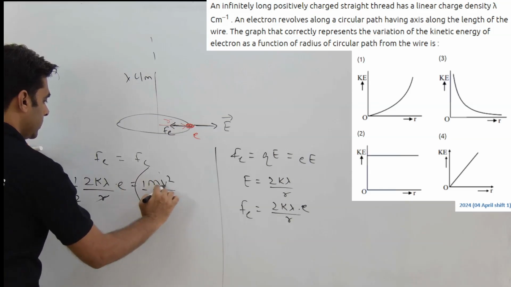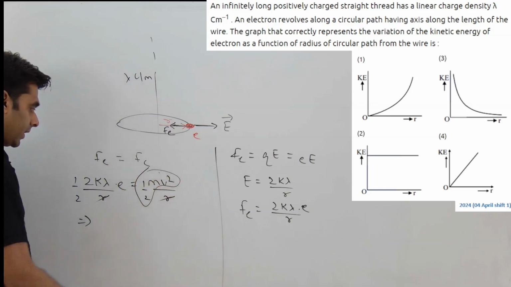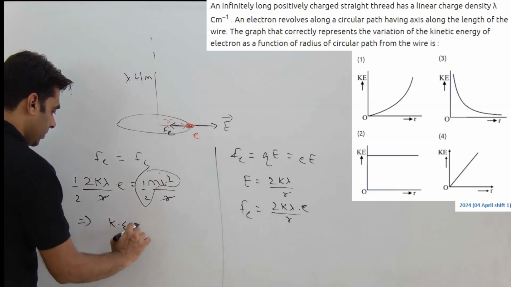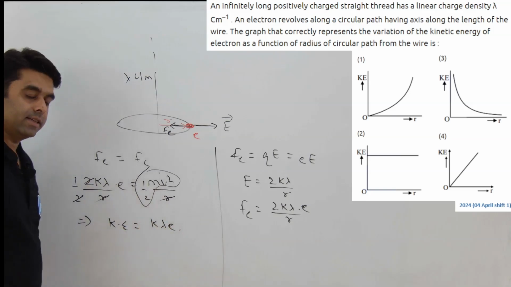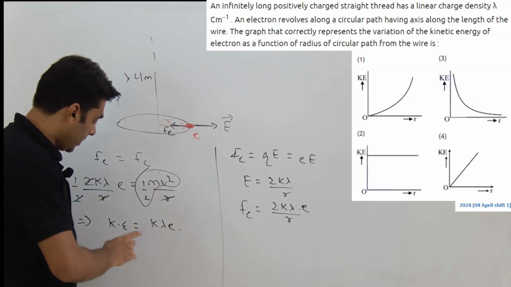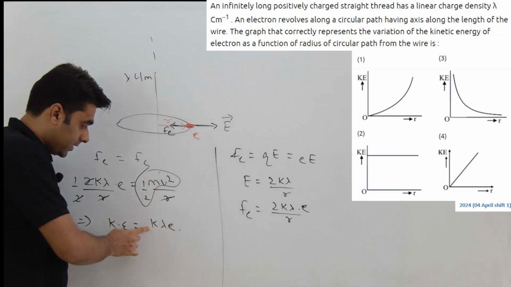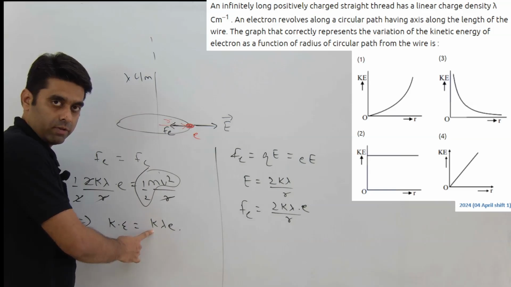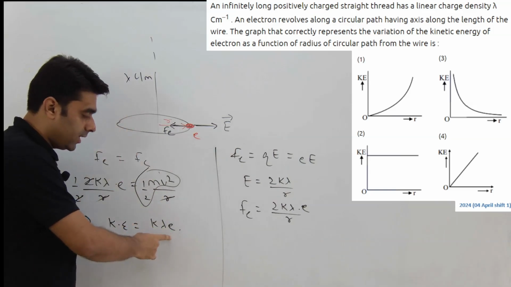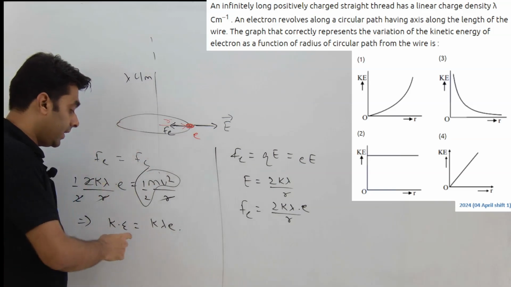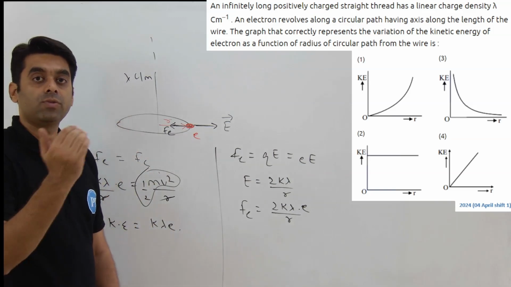This term is our kinetic energy. So kinetic energy comes out to be K lambda e. If you notice carefully, K is our Coulomb's constant, 1 by 4 pi epsilon naught, which is constant. Lambda, charge density, constant. e, the charge on electron. Kinetic energy is a constant. It does not vary with r.